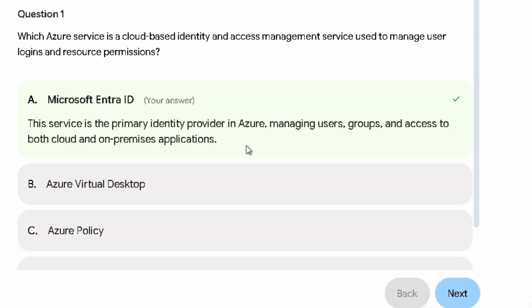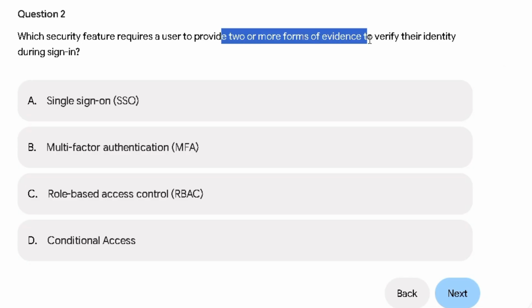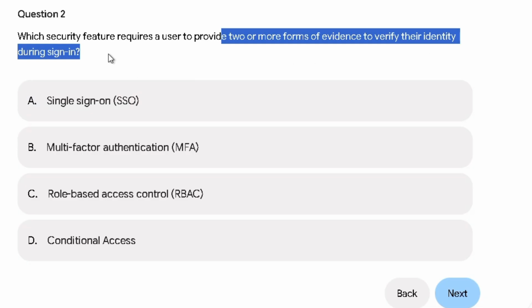And this service is the primary identity provider in Azure for managing resources, user groups, and access to both cloud and on-premises applications. Question number two. Which security feature requires a user to provide two or more forms of evidence to verify their identity during sign-in? Remember, when I talk about two or more forms of evidence, I'm usually talking about multi-factor authentication. Single sign-on, I only need to sign in once, and then I can identify myself in multiple places. And then role-based access control is giving control to specific roles.